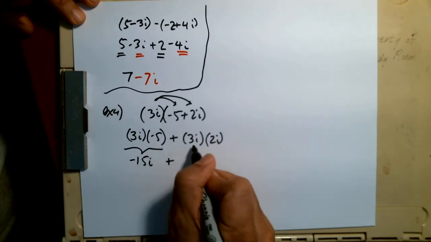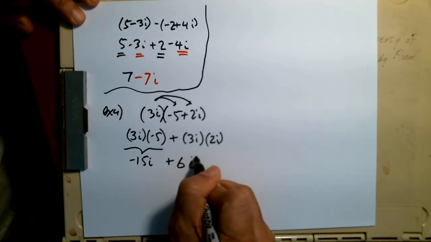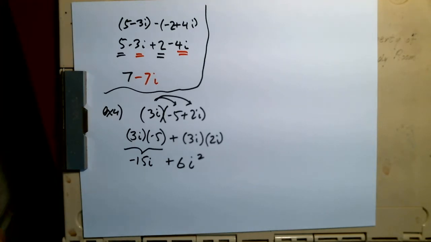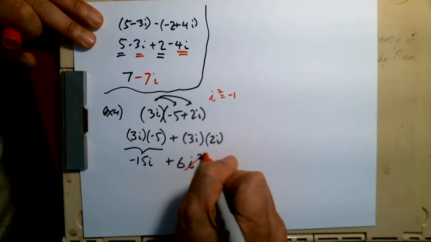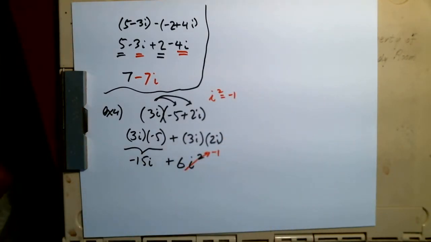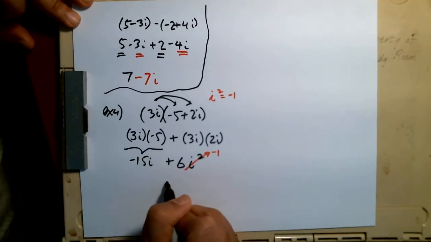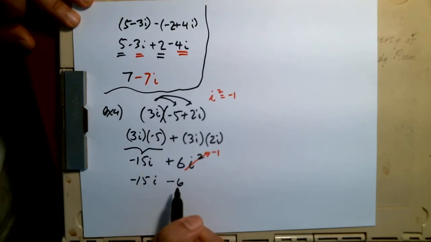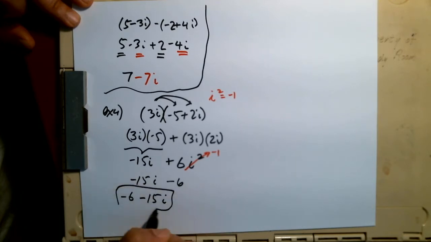And then plus 3i times 2i. 3 times 2 is 6. i times i is i squared. But what is i squared? Previously, we said that i squared is equal to negative 1. So we just replace it with negative 1. Negative 1 times 6 is negative 6. And then negative 15i. We don't like this form because we like to put the real portion up in the front. So it's going to be negative 6 minus 15i. And this is in standard form.